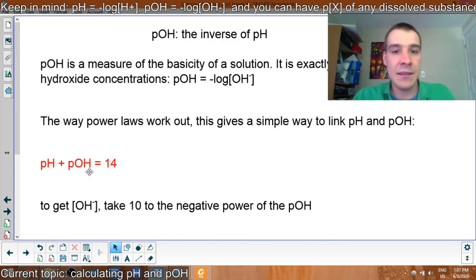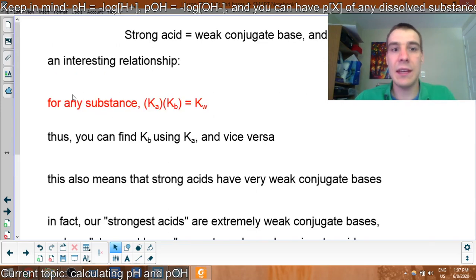And then using that concept, you end up with an interesting relationship for a substance. If you have a strong acid, you end up with a weak conjugate base. And you can rearrange the Kw equation, that the acid dissociation constant times the base dissociation constant is the water dissociation constant, 10 to the minus 14, which means if you have a strong acid, it has to be a very weak base. That same substance has to be a weak base. If you have a strong base, it has to be a very weak acid.